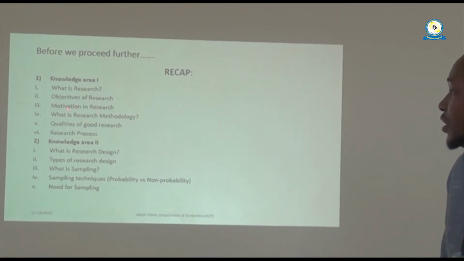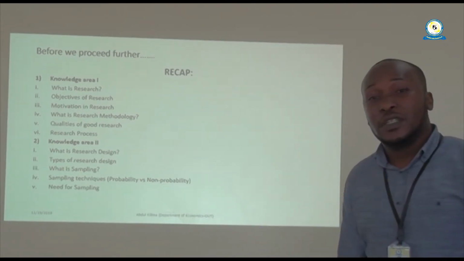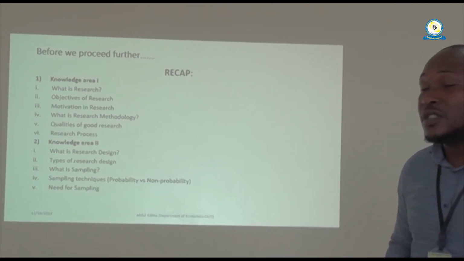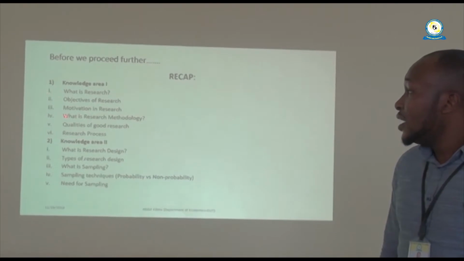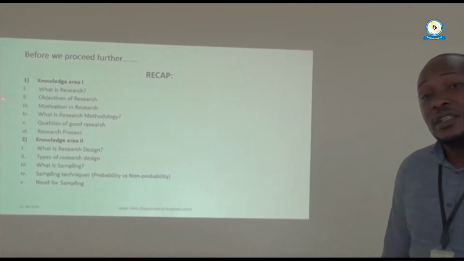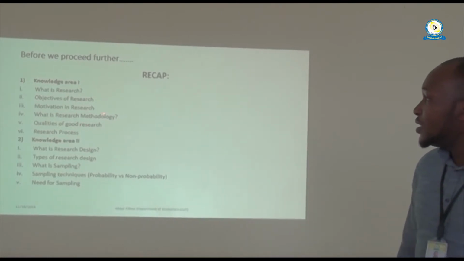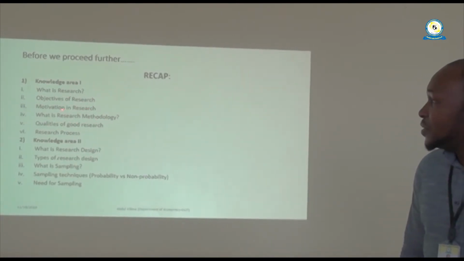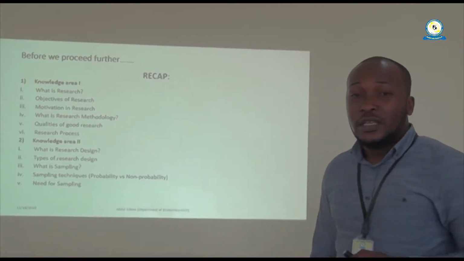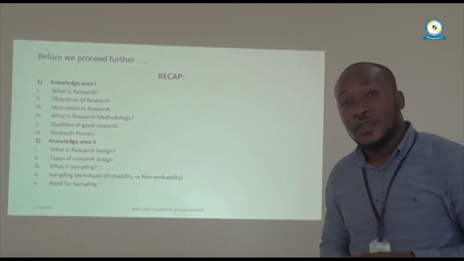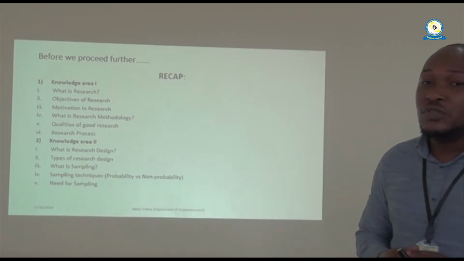Then we looked at research methodology. What is research methodology? We said that research methodology is studying how to do research scientifically, in a systematic way, following step by step. Okay? Then we looked at the qualities of good research. How a good research should look.